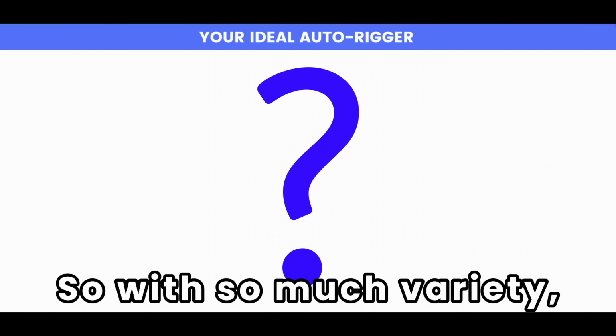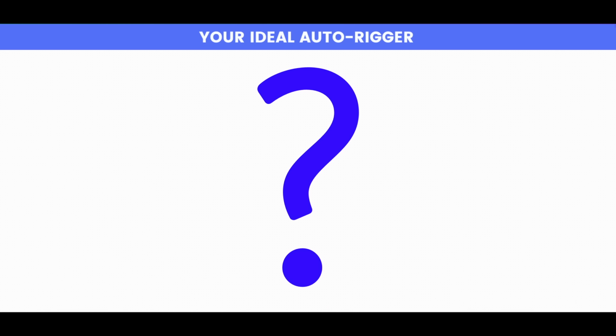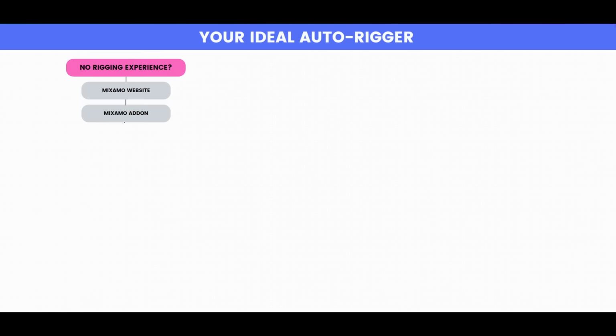So with so much variety, what should you be using? If you don't know much about rigging and you don't care about learning, then the Mixamo website and the Mixamo add-on for Blender are your best bet. They are very easy to use, but again, I want to warn you that if you know nothing about rigging, sooner or later you will run into problems.